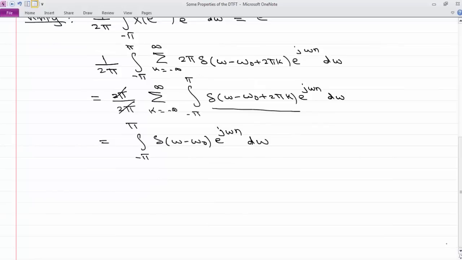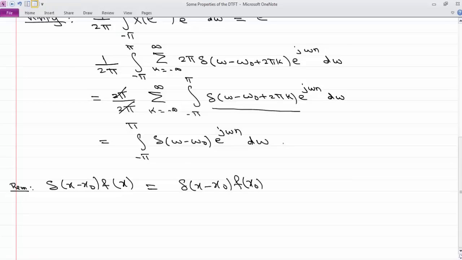Now we'll use the property which we generally studied of impulse, which is that if you are given an impulse delta of x minus x naught times f of x, you should just remember that if you multiply a function with an impulse, you have the shifting property of the impulse, which says that it will be equal to delta of x minus x naught times f of x naught. So if I use that property, I can further reduce that integration to delta of omega minus omega naught, e to the j omega naught n d omega.